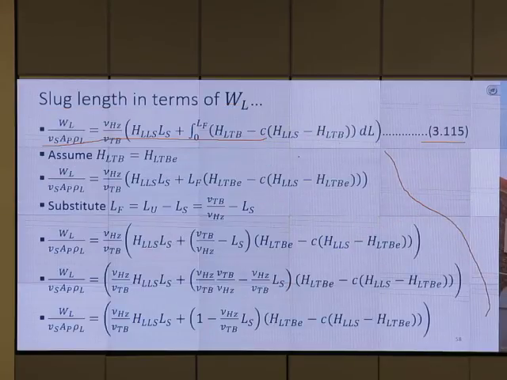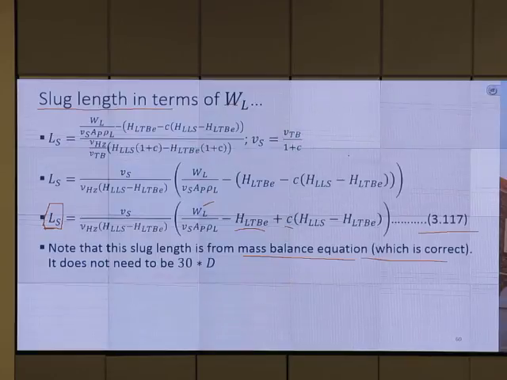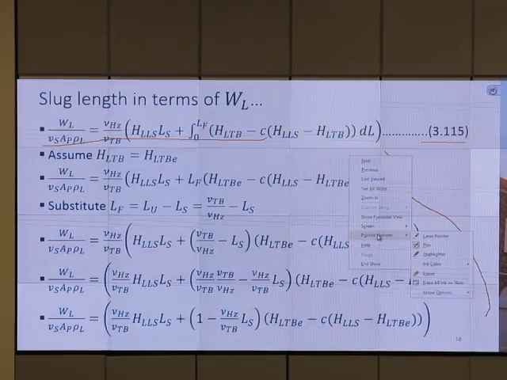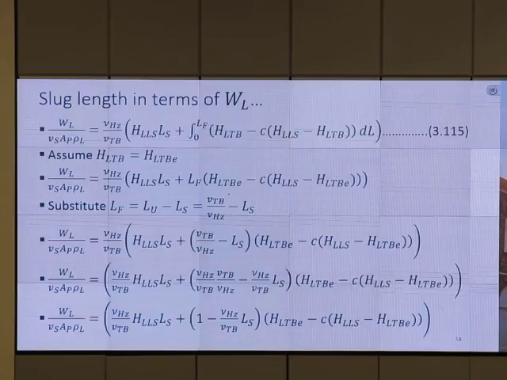Okay, how do we go from 3.115 to 3.117? We will not go through every line, but there's an assumption that you want to know. They assume that HLTB is the same as HLTBE. Once you make this assumption, you don't need to do integration anymore. So the integration sign is gone and it changes from DL to LF.